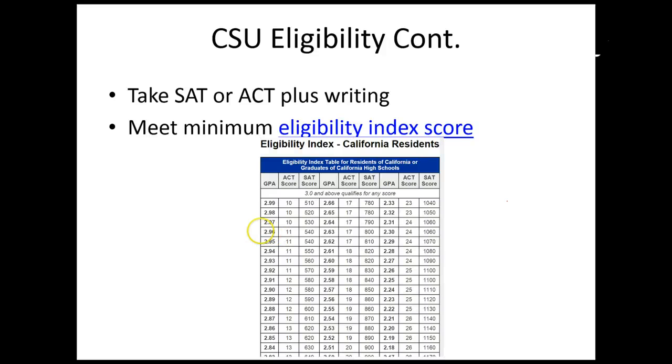A student with a 2.97 GPA, for example, would need to have a 10 ACT composite score or a 530 SAT reading and math combined score. Neither of the test's writing sections are computed into this calculation. The eligibility index table can be found at the link provided and can help in determining whether or not you are eligible for a CSU campus.